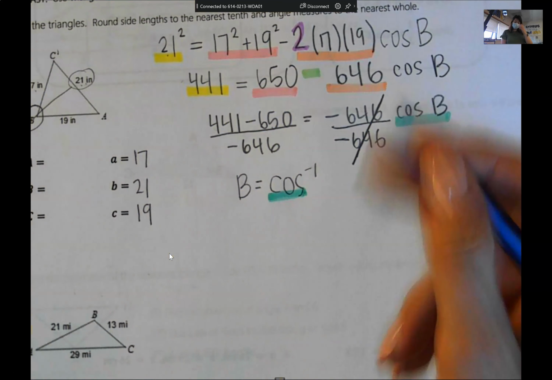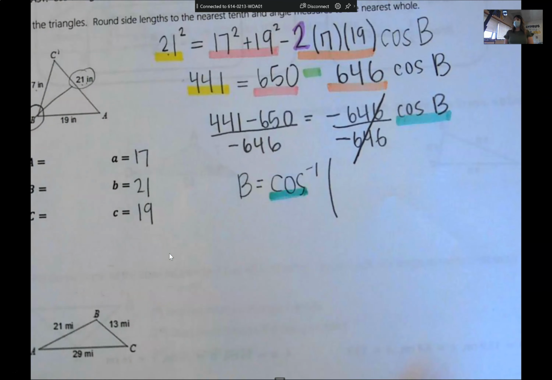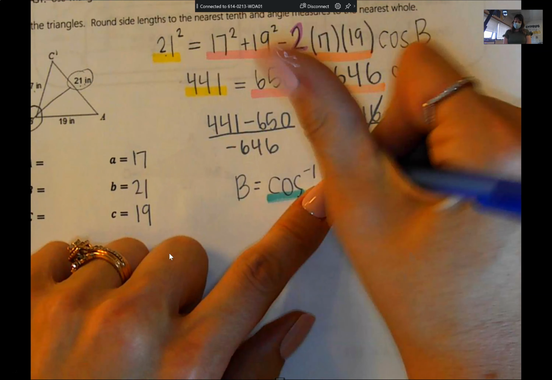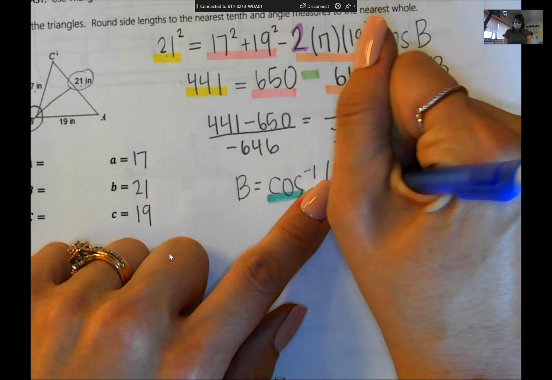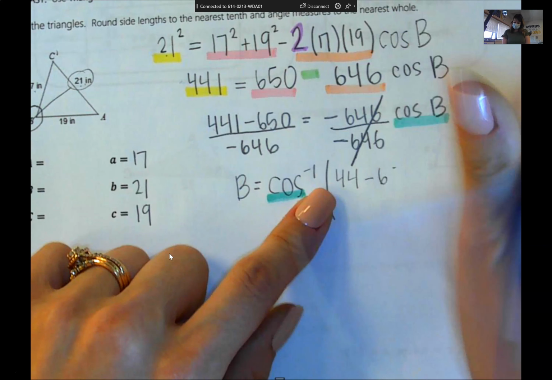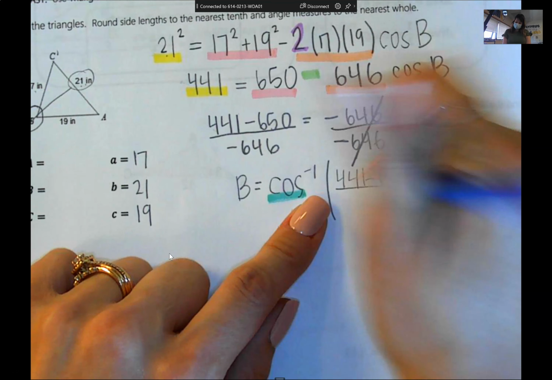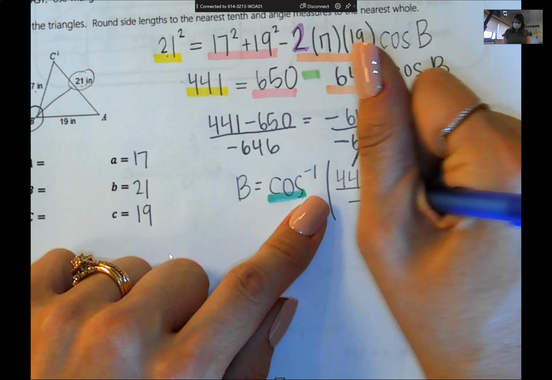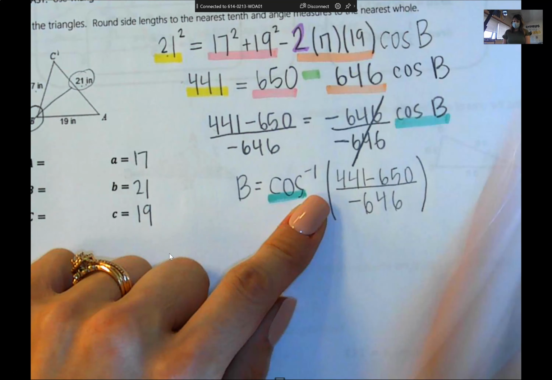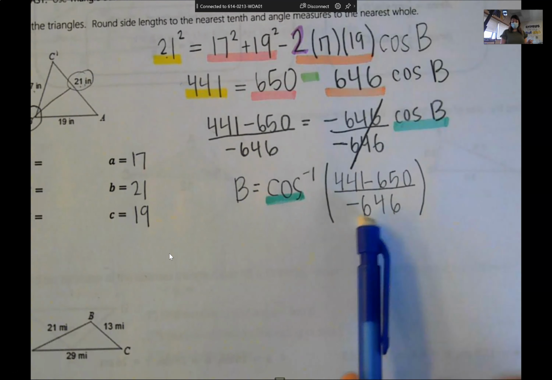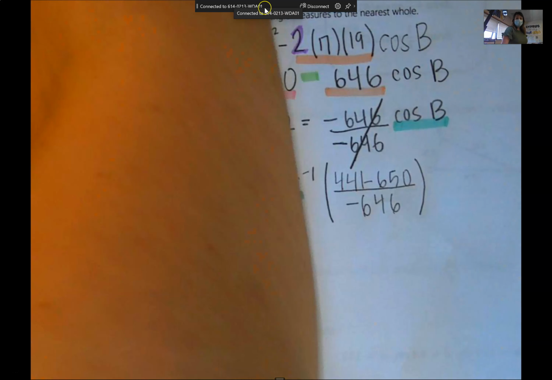Then in Desmos, what I would plug in is a big fraction that says 441 minus 650 all over negative 646. So this is what we plug into Desmos. So I'll flip there.